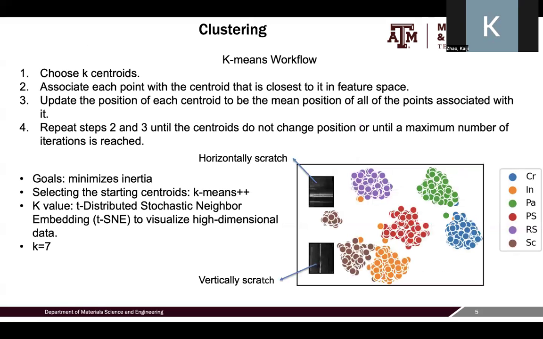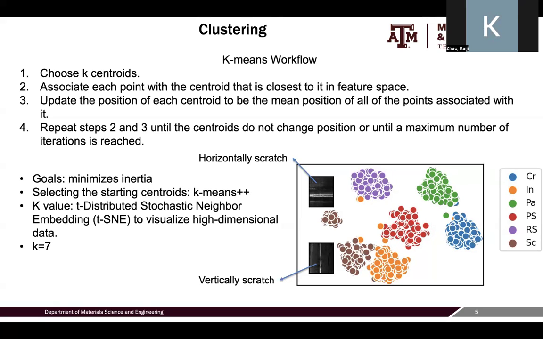The last step in the analysis is clustering, and they choose the k-means algorithm for clustering. The basic workflow for k-means is shown below. This approach tries to minimize the inertia, which is the sum of the squared Euclidean distance from each point to its associated cluster center. There are different approaches for selecting the starting centroids, and in this study, they choose the k-means++ method, which has been shown to have good clustering performance and computational efficiency.